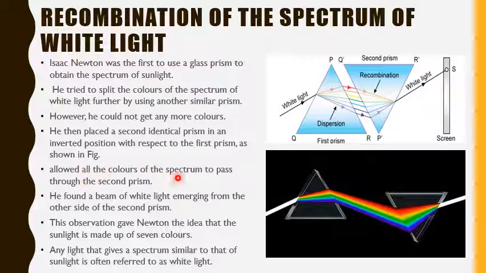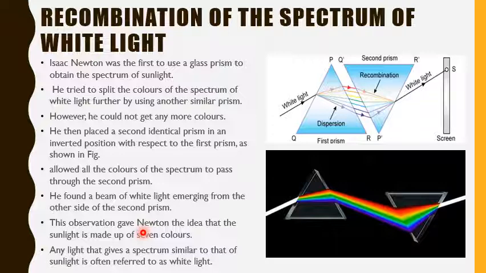He allowed all the colors of the spectrum to pass through the second prism. Okay, so then he allowed all the colors to pass through this. He found a beam of white light emerging from the other side of the second prism. So on the other side all the light came out. One white light came out.